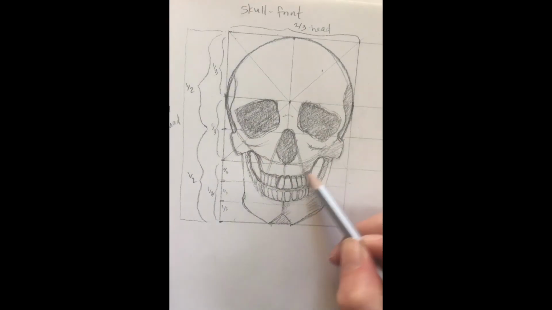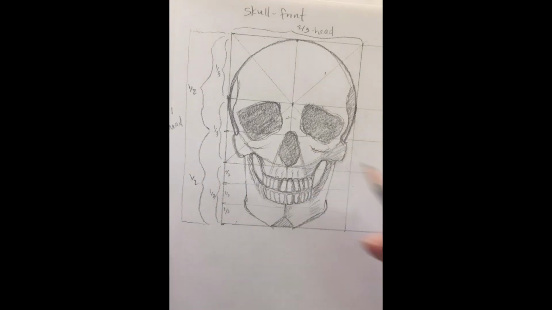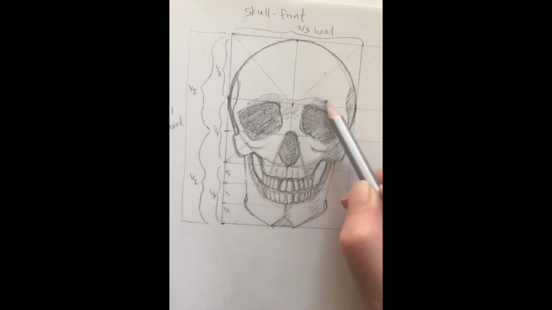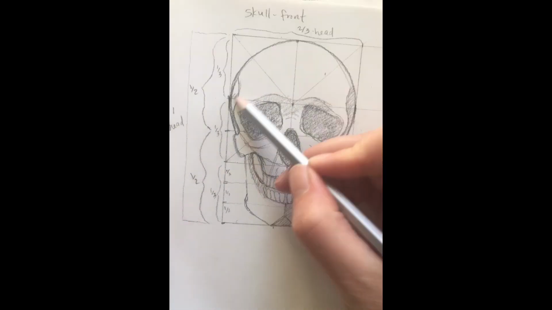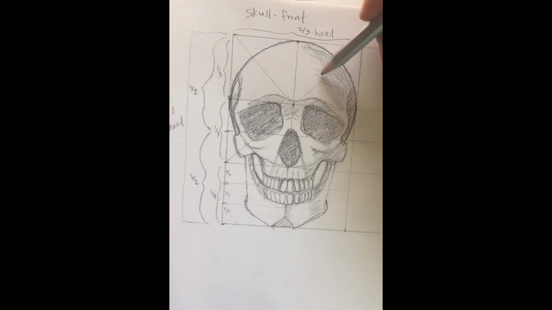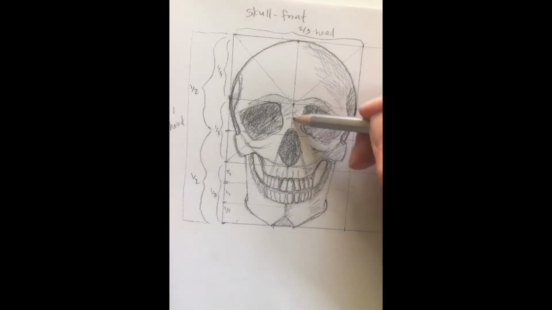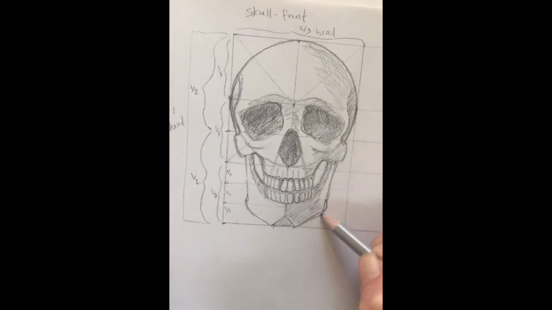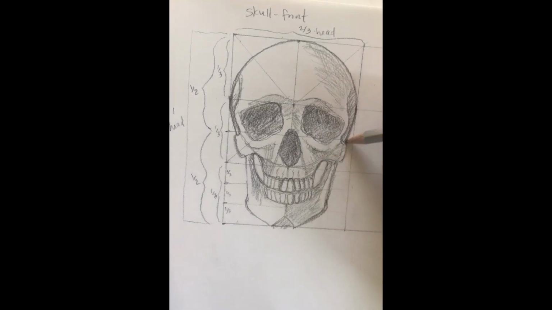I'm now filling in some value. I accentuated the widest part of the skull, which is 1/3 down. Now I'm filling in values to darken the orbital cavities and the nasal cavity, and showing the 3-dimensionality of the skull using some shading. Imagine your light source, just like we did in perspective. Mine's coming from the upper left.